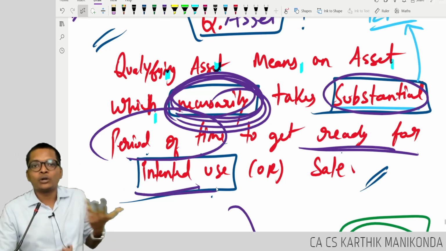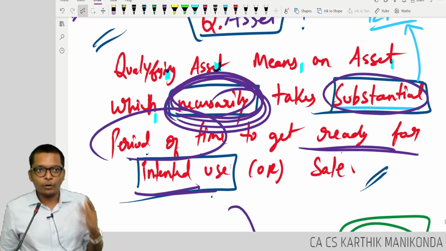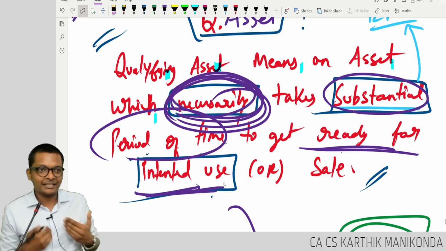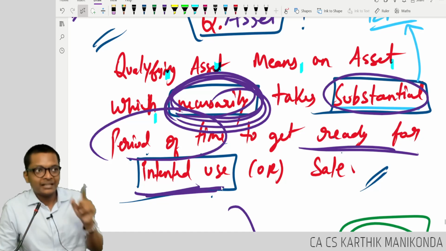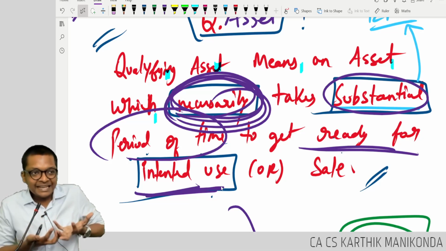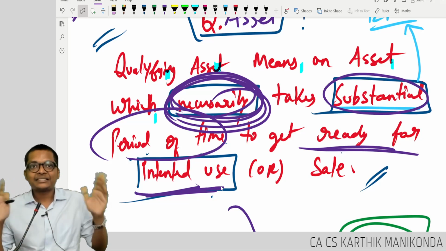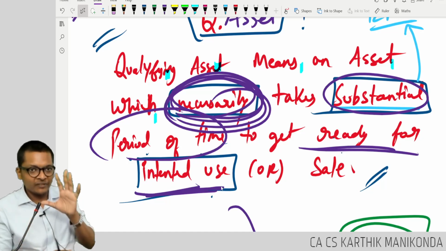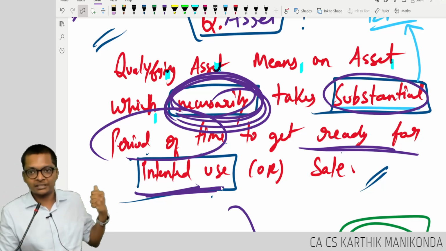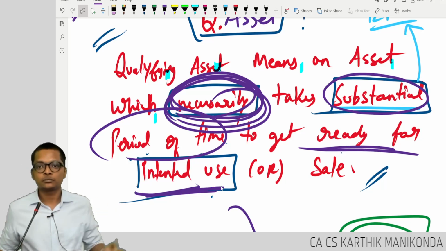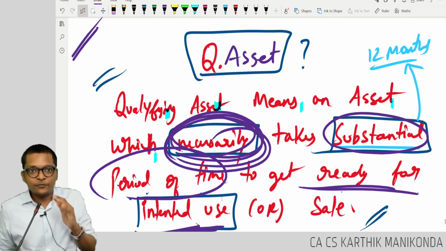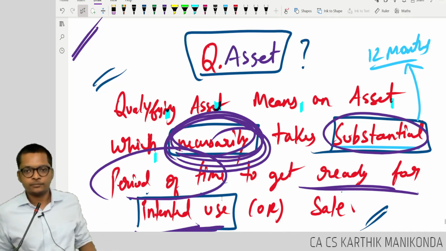Whether I use it or not is secondary. Are you following, guys? I bought the recorded class. I am not watching, sir. That's not my fault. Then you will message again and say I want an extension. I can't do anything. You didn't use it. It's ready for intended use. So I am creating an asset which takes a substantial period of time for intended use. I am spending so much time here because the entire standard revolves around this. If you get this wrong, the answer is wrong. What's the use of computing the interest? No point computing interest if you capitalize when you should not capitalize. Okay, yes.